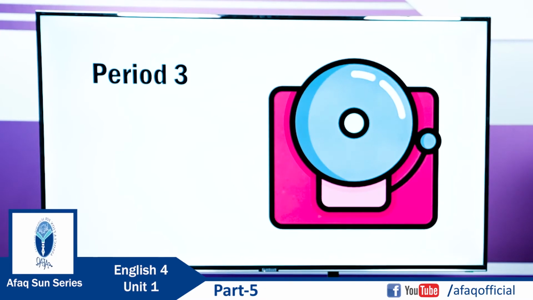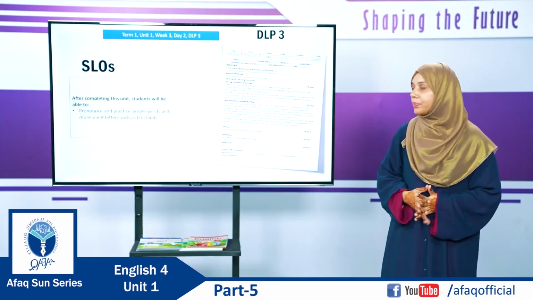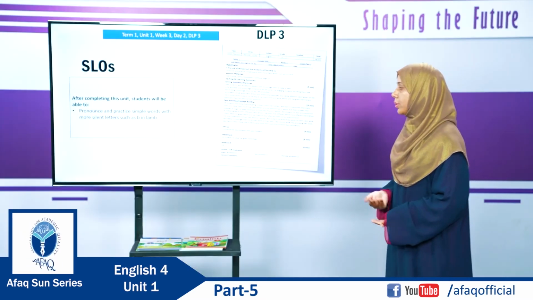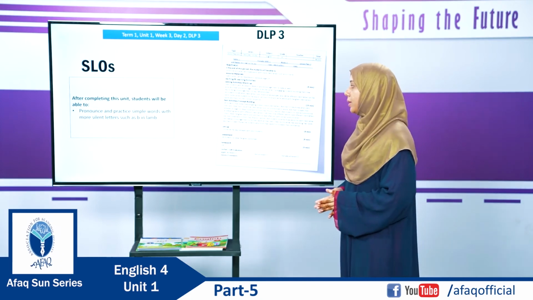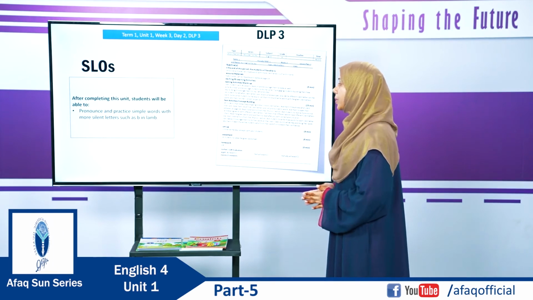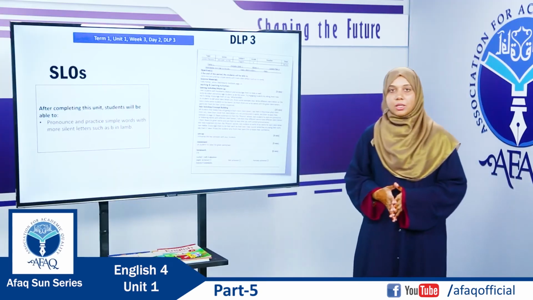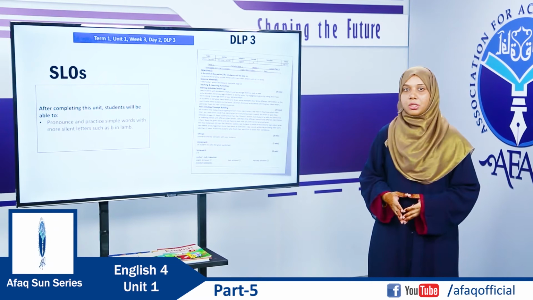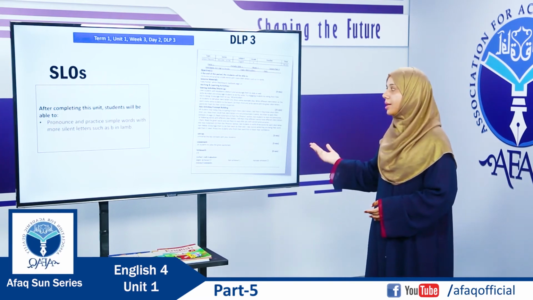Let's start the 3rd period of 3rd week. In this period, the students will be able to pronounce and practice simple words with more silent letters such as B in lamb. Respected teachers, we have provided you a DLP to cover this SLO.